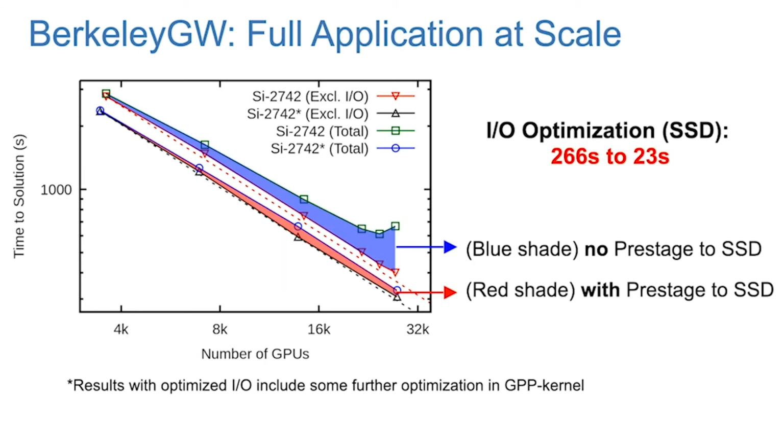So we finally show here the best performance in terms of scaling for Sigma, and we show the improvement compared to the previous run. In particular, at full scale, by using the pre-stage on SSD, the I/O time is improved by over 10x, reducing from 266 seconds to 23 seconds. Here, I just want to note that the newer result includes some further optimization of the GPP kernel, which have further improved the time to solution specifically for this kernel.